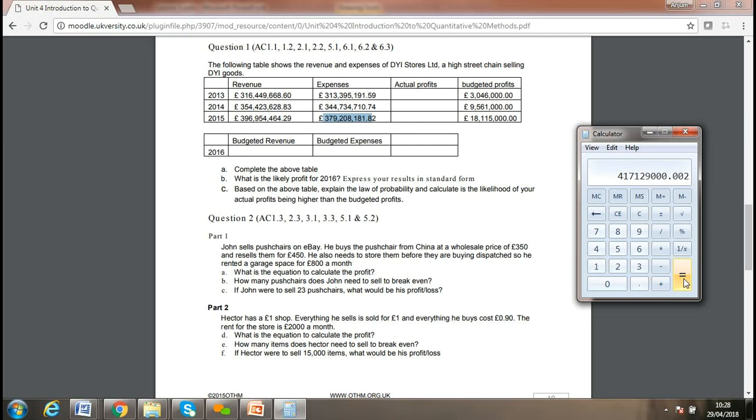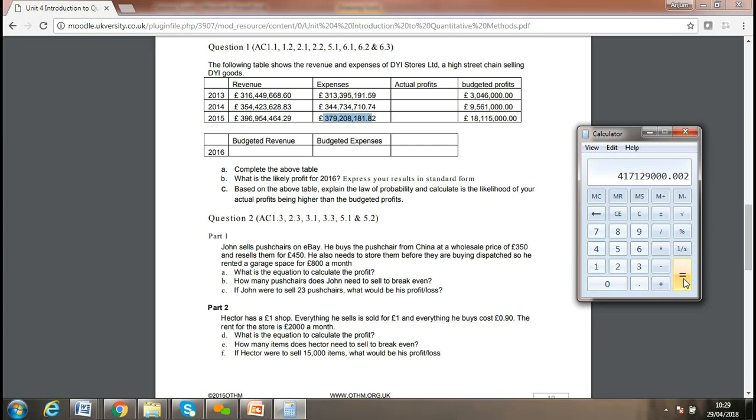So budgeted revenue minus budgeted expenses gives me our profit. Part A, you need to complete the above table. And what is the likely profit of 20 expressed in standard form? That's the standard form, that's fine. Sales, budgeted revenue minus budgeted expenses equals our profit. Based on the above table, explain the law of probability and calculate the likelihood of your actual profit being higher than the budgeted profit.